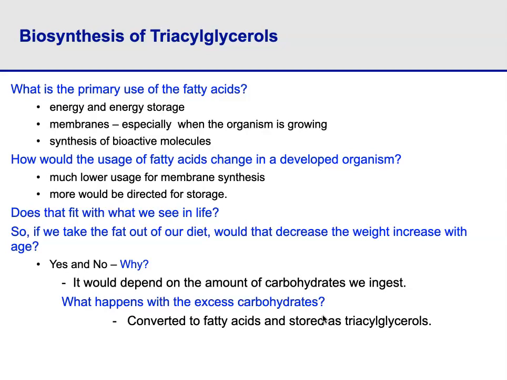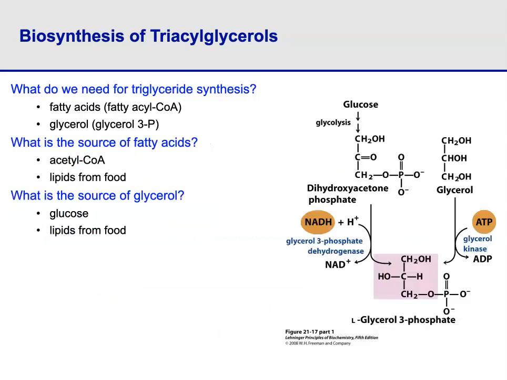All right, but enough with dietary related discussions. Let's continue to the specifics of the biosynthesis of triglycerides or triacylglycerols. So what do we need for triglyceride synthesis? We need fatty acids and glycerol. Or, to be more specific, activated fatty acids and phosphorylated glycerol. Where do we get the fatty acids? We get them from acetyl-CoA. That's how we make fatty acids. Or we get ready fatty acids from food.